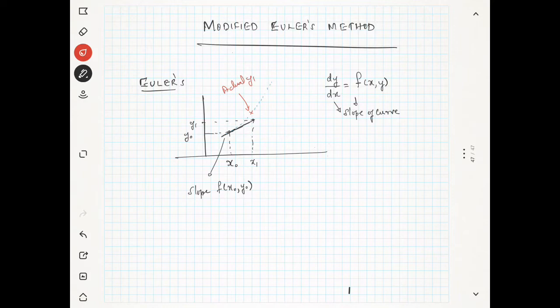in Euler's method. You can see this much is the error, the error in approximation using Euler's method. So in order to avoid this error in the approximation, we use something known as the modified Euler's method. Okay, so that I will discuss.